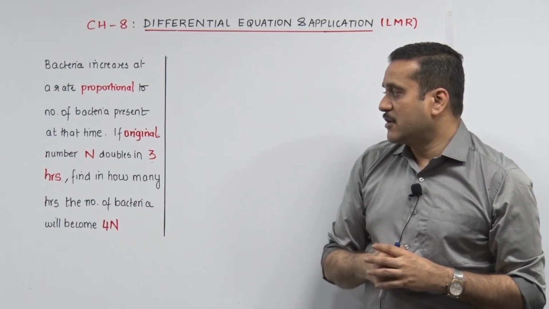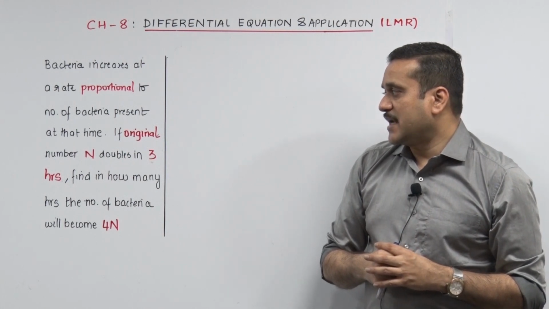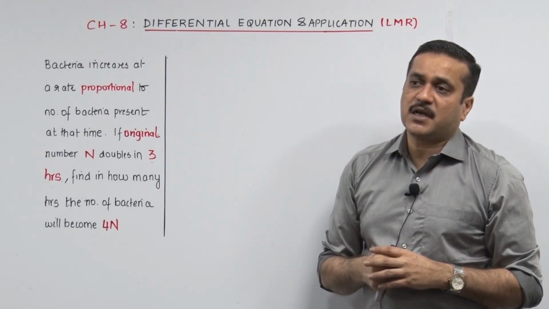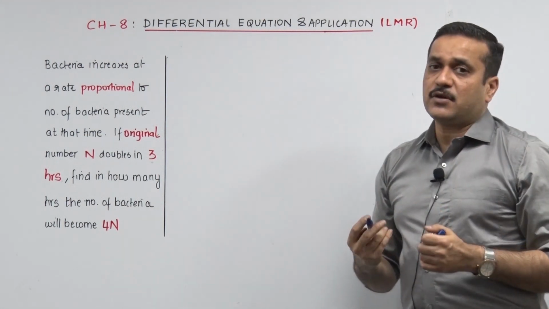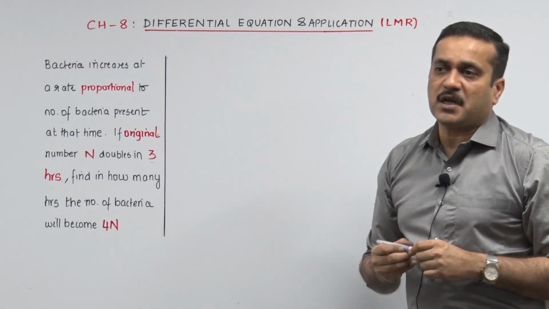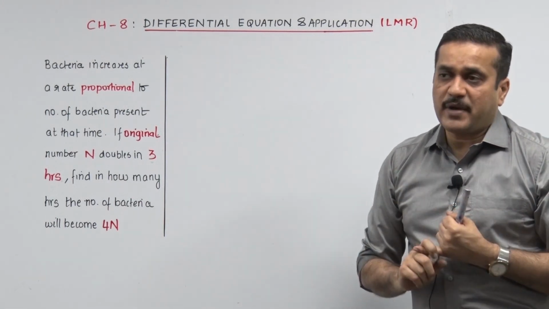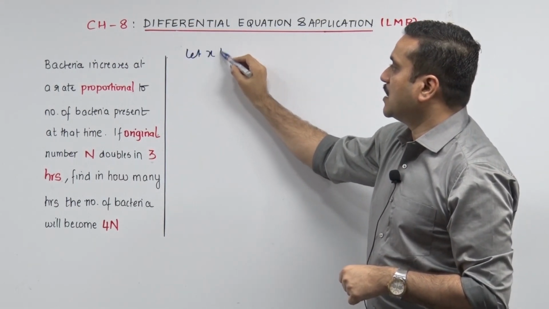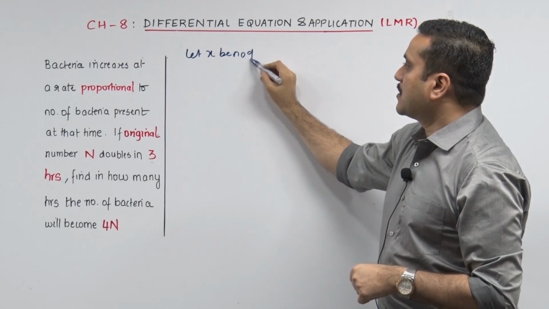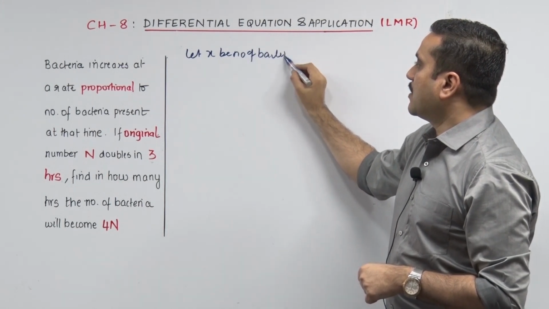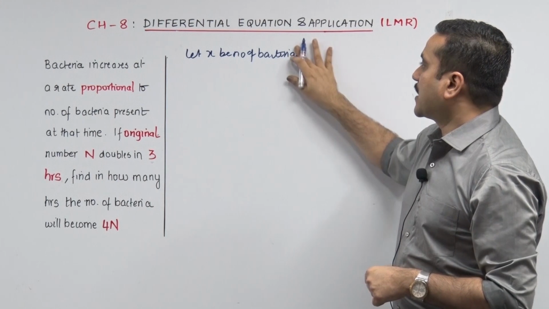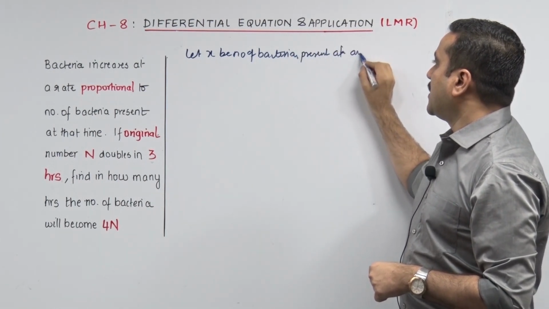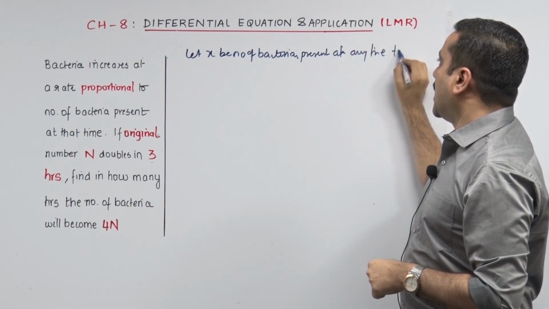And then a few things they have given us. The original number n doubles in 3 hours. In how many hours will the number of bacteria become 4n? Now first of all, I need to define a few variables. There are two variables involved in this: the number of bacteria present and the time t. So can I say let x be the number of bacteria present at any given point of time t, bacteria present at any time t in hours.